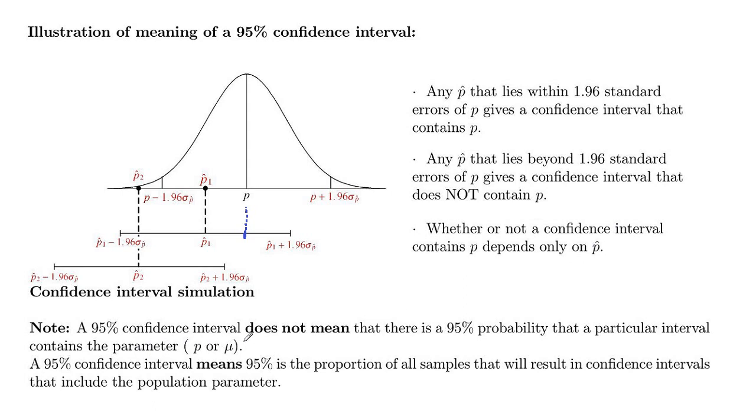A 95% confidence interval does not mean that there is a 95% probability that a particular interval contains the population parameter, P or mu. What 95% confidence means is that 95% is the proportion of samples that result in confidence intervals that include the population parameter. So it's the proportion of intervals, not the probability one interval contains it. Those are closely related ideas, but not quite the same.